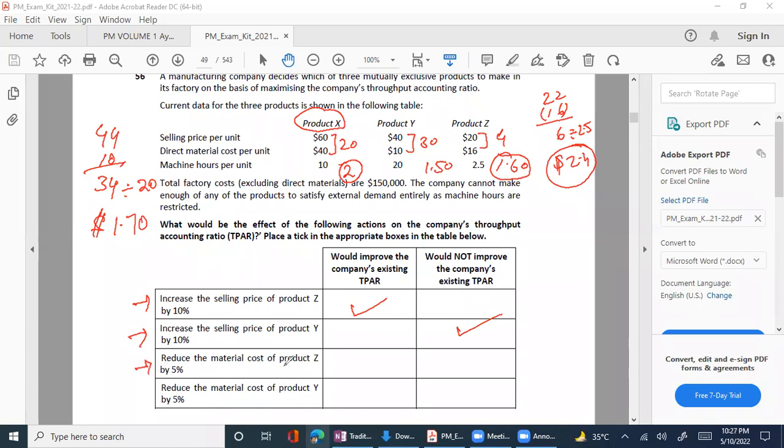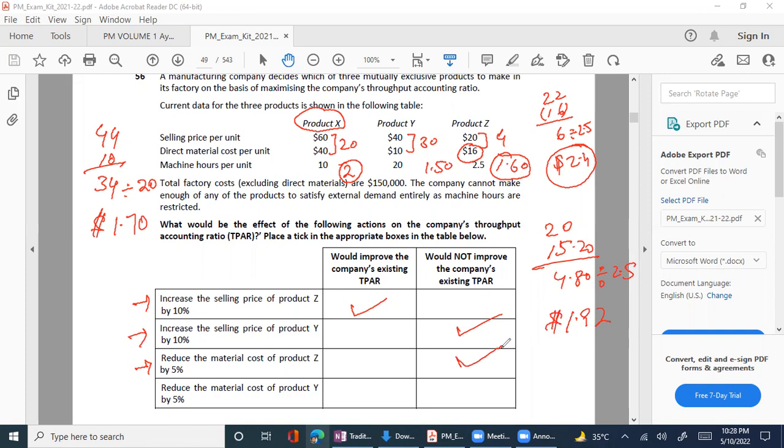Third one, reduce the material cost of product Z. Product Z, this is material cost, 16. Now the price is 20. And if we reduce with 5%, what will be the new material cost? 15.2. And the throughput will be 4.8. And if we divide it with 2.5, what will be our throughput per hour? This is 1.92. So again, X will be better because X is generating 2. So this will not improve the company's throughput accounting ratio.